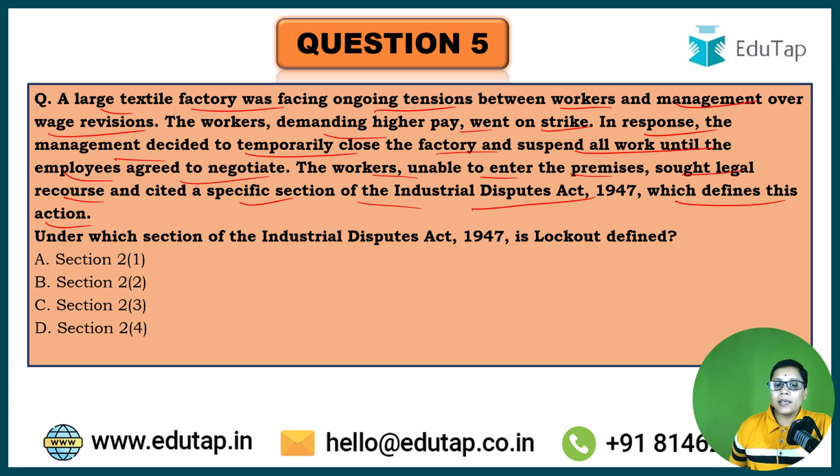Okay, if you look here, a lockout has been declared. Now, under one of these sections of the Industrial Disputes Act 1947, it has been mentioned, and that section is Section 2(1), under which how a lockout can be carried out, and after that how workers can negotiate or take legal action, all of that has been mentioned under this section.